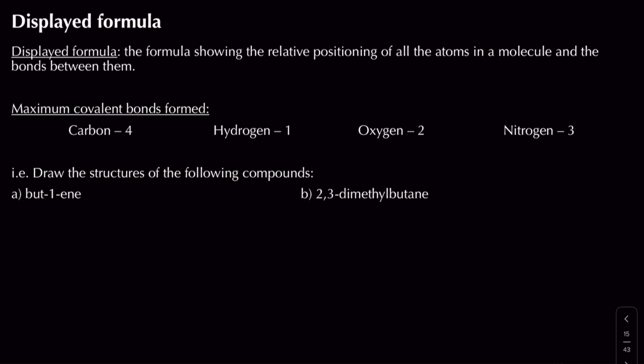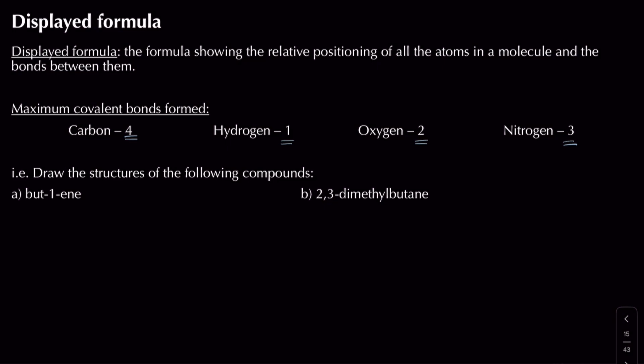Now, a rule that we generally follow is that something like carbon can form a maximum of 4 bonds, something like hydrogen forms a maximum of 1 bond, oxygen a maximum of 2, and nitrogen a maximum of 3. Now remember, in some cases you can end up with more bonds, in some cases you can actually end up with fewer bonds, but we're going to ignore that for now.